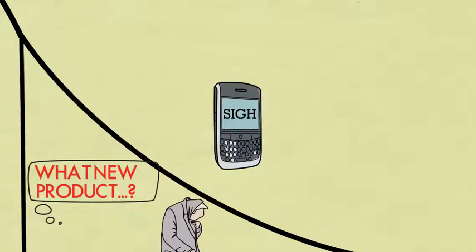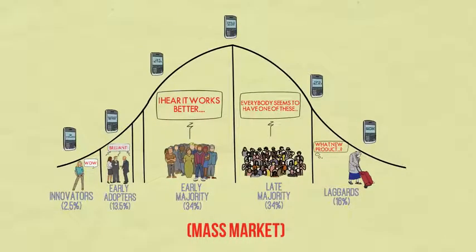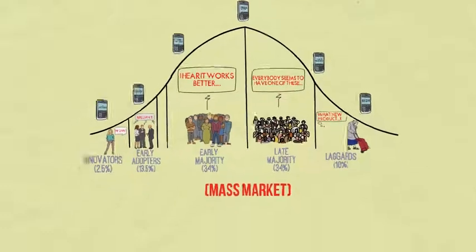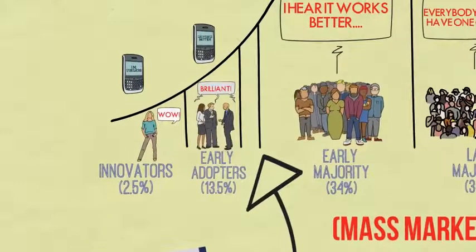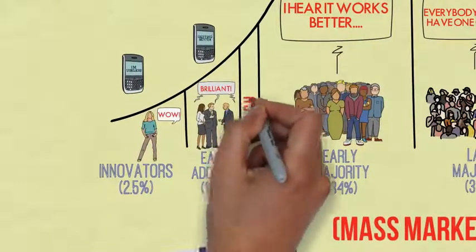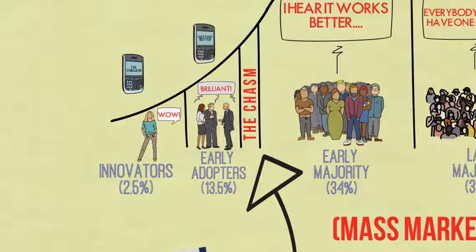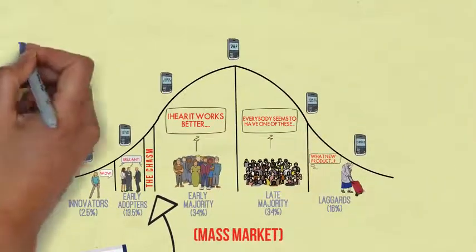The model has given rise to many adaptations that extend the concept or relate it to specific areas. In his later book, Crossing the Chasm, Geoffrey Moore suggests that for discontinuous or disruptive innovations, there is a gap or chasm between the first two adopter groups, so that's the innovators and the early adopters, and the early majority.